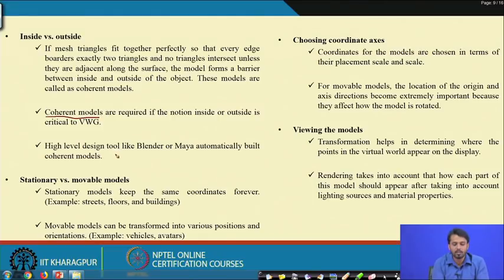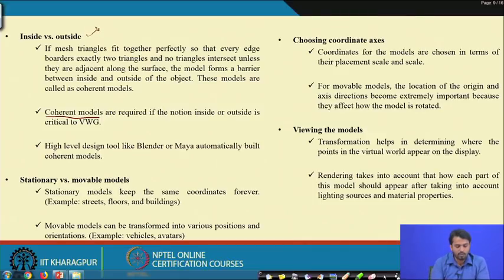High level design tools like Blender or Maya automatically build coherent models. When we develop any particular 3D model, the software we have nowadays has this property built in. So you don't have to create the barrier between the inside and outside of the object yourself, but you have to know the basic fundamentals behind the creation of this barrier. So this is another property of inside and outside of the 3D models.